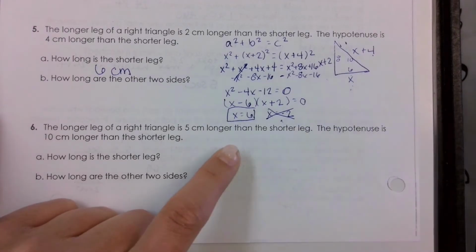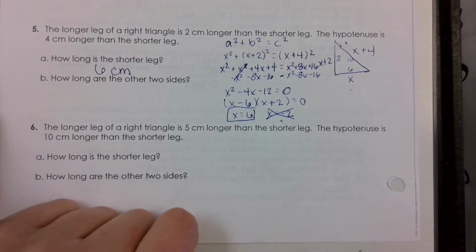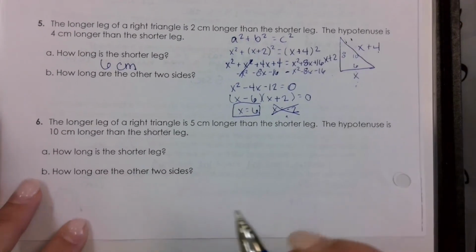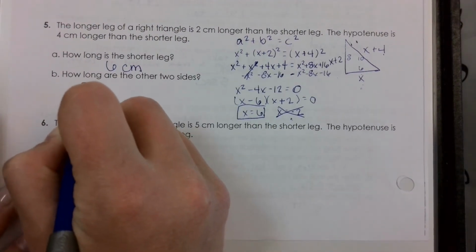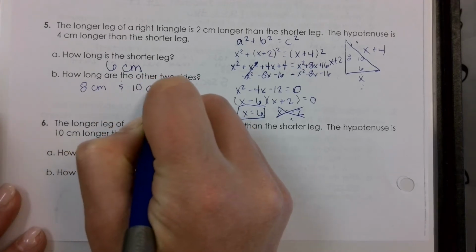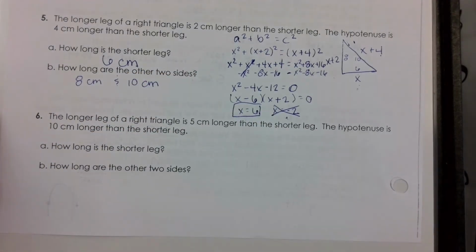Which of those numbers is the smallest? That's your short leg. Does that make sense? Okay, so then the other two sides were what? 8. Is that okay? Do we have questions there?